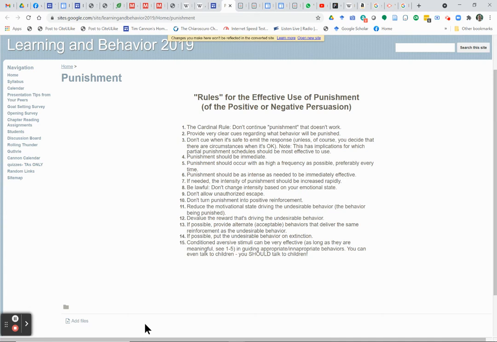Be lawful. Don't change intensity based on your emotional state. Parents do this all the time to their kids. The kids have to become little therapists. They have to figure out, well, what emotional state is the parent in today? Because when they're in a good mood, I can do things and nothing bad happens. But if the parent is in a bad mood, holy cow, I do something inappropriate and the world explodes.